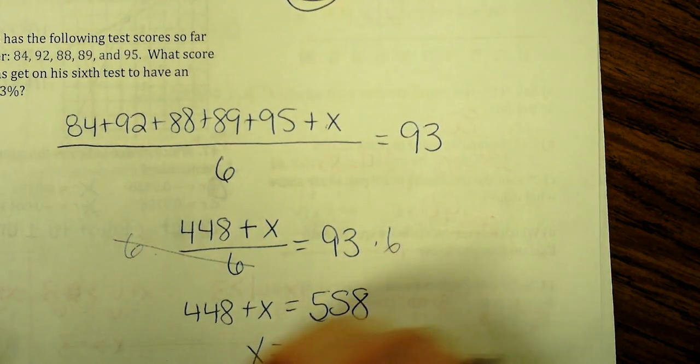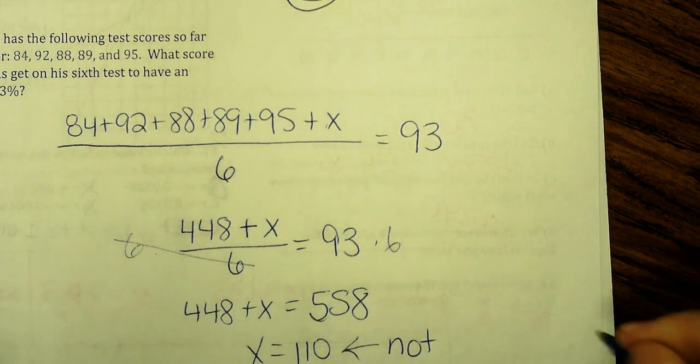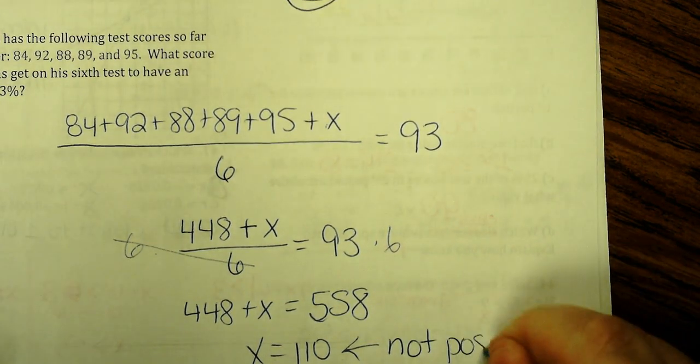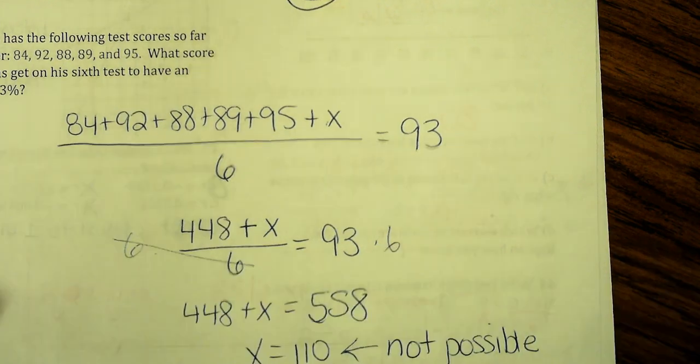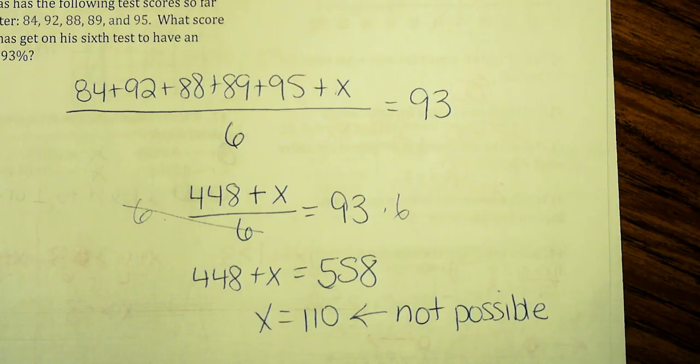So, I would say, too bad, Thomas, you can't get a 93 because the highest grade you can get on a test is 100%. So for this particular question, he's out of luck. He's not going to be able to get a 93 because he'd have to get over 100%. So unless he's getting extra credit, I would say he's not in good shape.